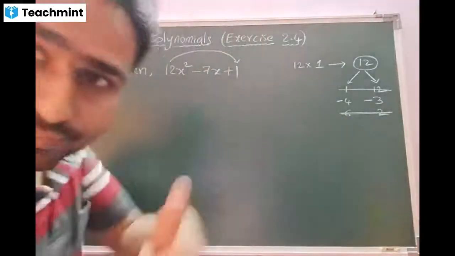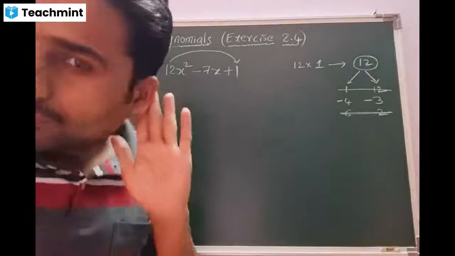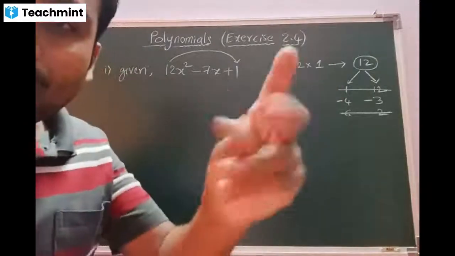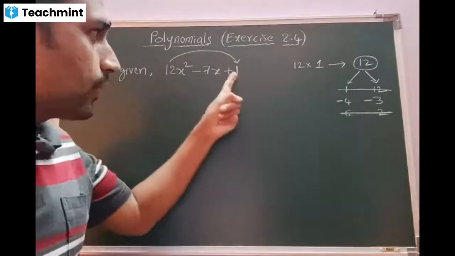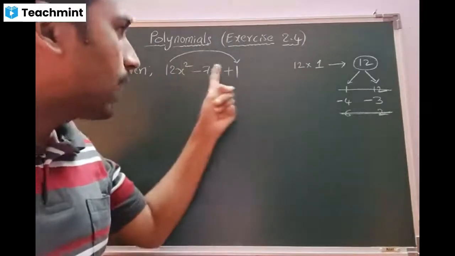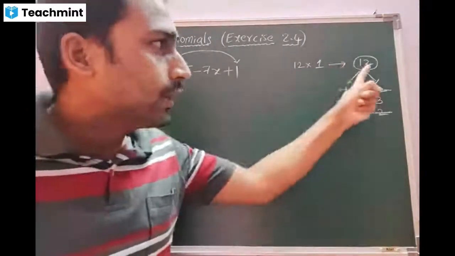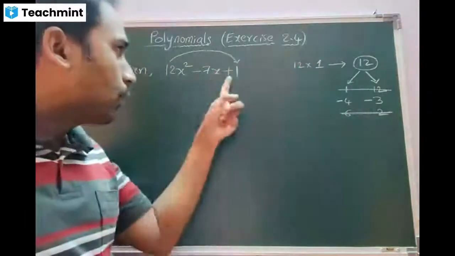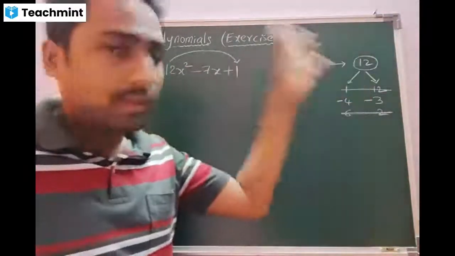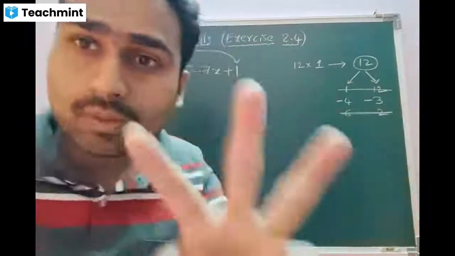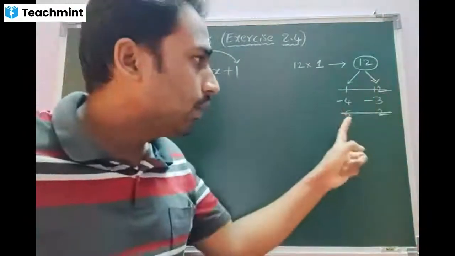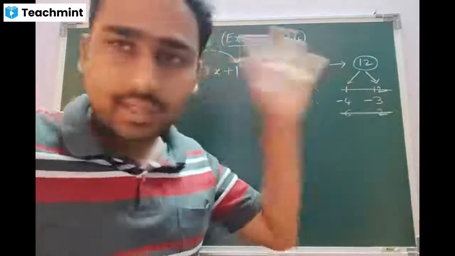Correct, beta? Yes, sir. I repeat again. Take the coefficient of square term, multiply with the constant term. Here 12 has to be multiplied with 1. You will get 12. Meanwhile, both are positive, so plus into plus is plus. That is first work. Get the factors of 12. Here three possibilities are there. 1 and 12, 2 and 6, 4 and 3. Am I right, beta?